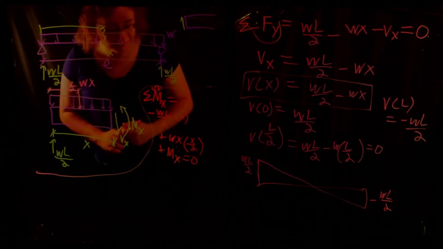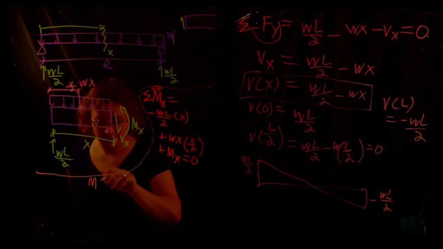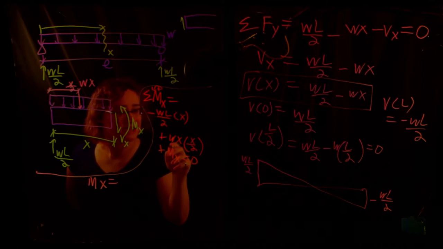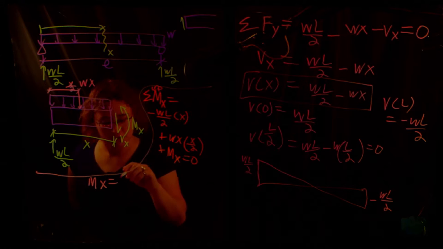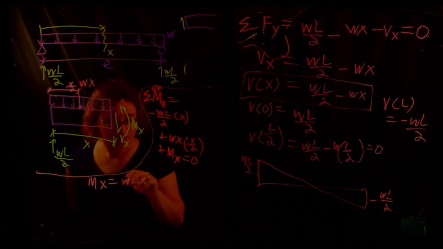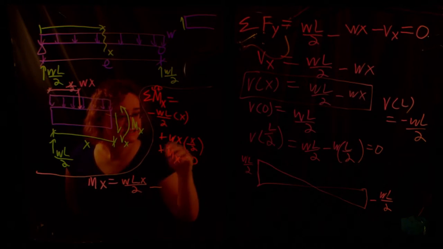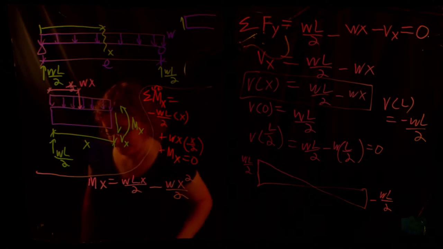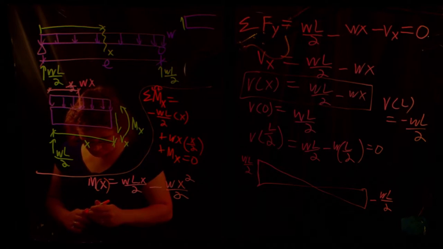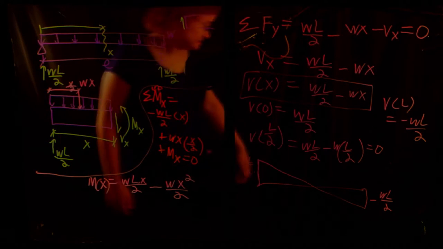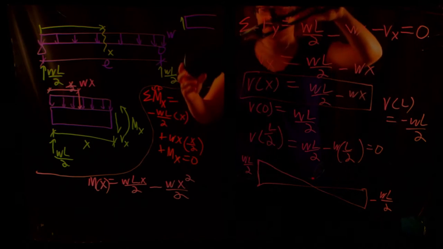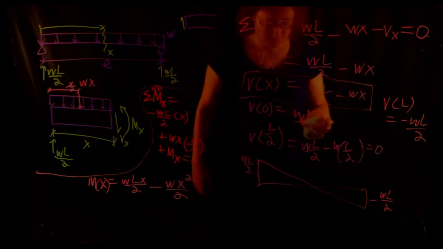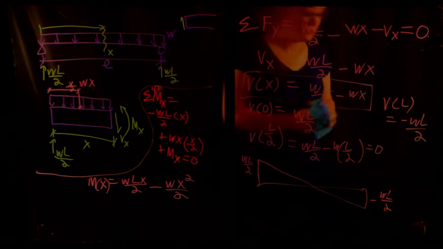And then, therefore, if we solve for Mx, I will get that Mx is equal to WLx over 2 minus Wx squared over 2, if I managed to do that math correctly. So that would be M as a function of x as well. Now, let's investigate this function at a few critical points and see if we can get the moment diagram from that. And to do this, we will first need to erase this board. Any questions so far? Okay.